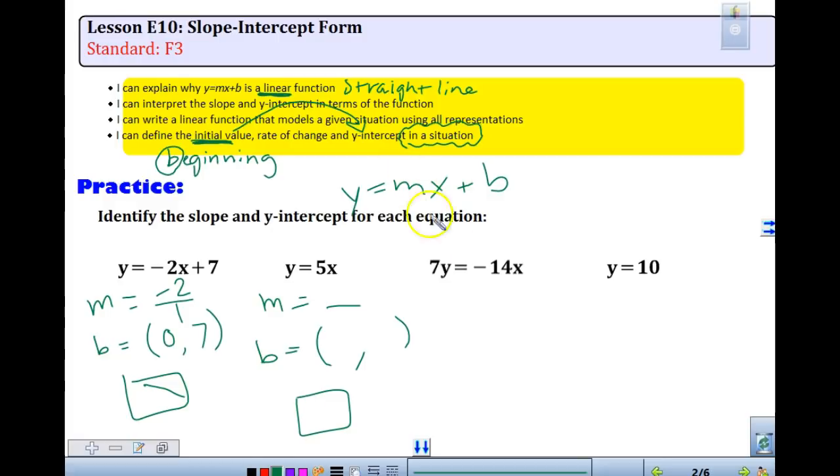One thing I'd like to point out on this first one, sorry to interrupt you: we've got a 7y right here. Remember that we can't find our m or our b until we have it in this y equals mx plus b form. So you're going to have to deal with this 7y. Talk to your shoulder partner, make sure you have the same answer.